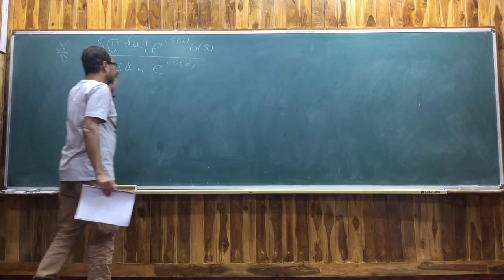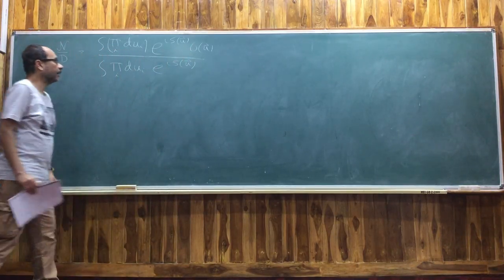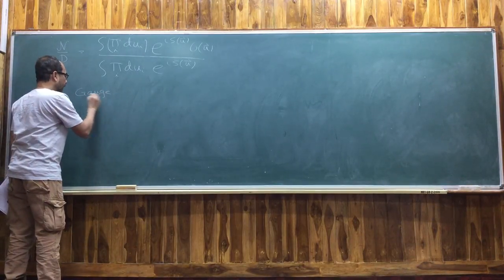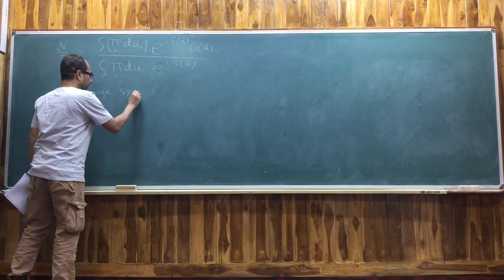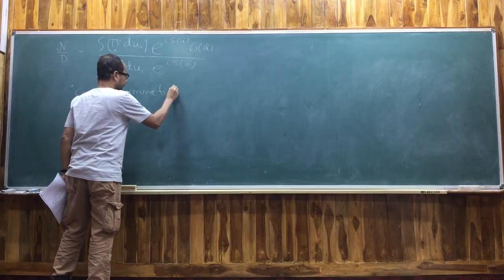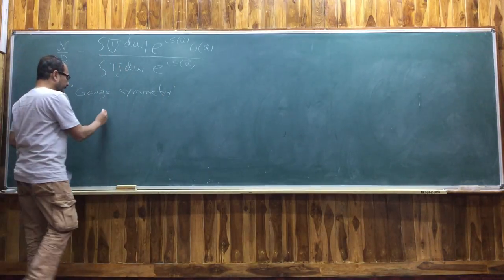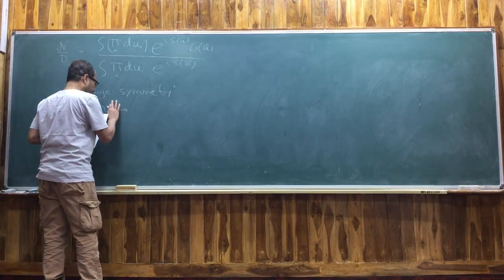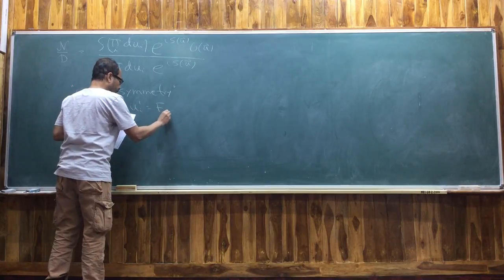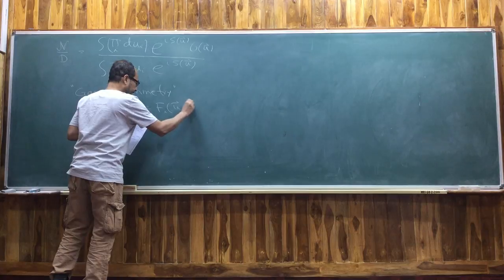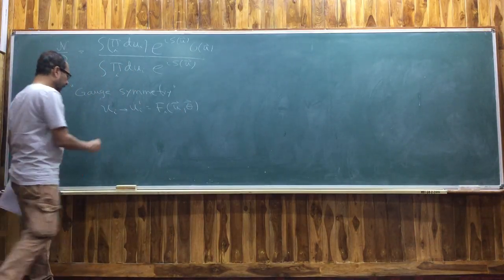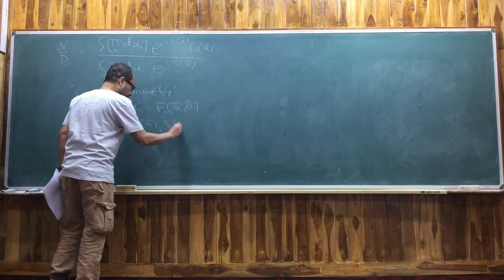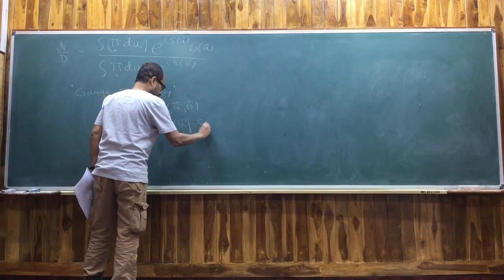We assume that this action as well as this operator O of u has gauge invariance. So gauge invariance, of course, in this case we are considering a finite dimensional symmetry. Nevertheless, we assume that there is a symmetry under u_i goes to u_i prime, which we took to be a phi of u, theta, okay. And O of u prime is O of u, and S of u prime equal to S of u.